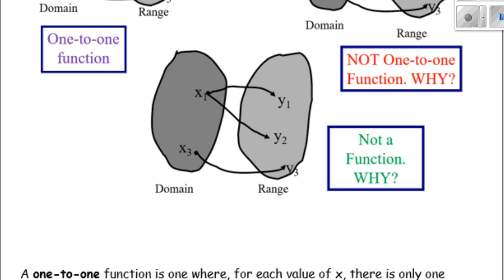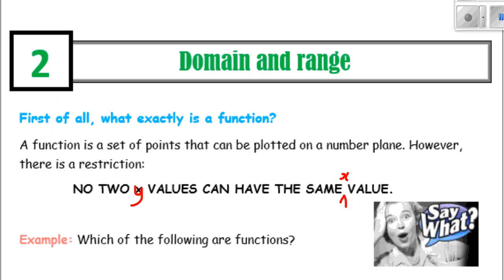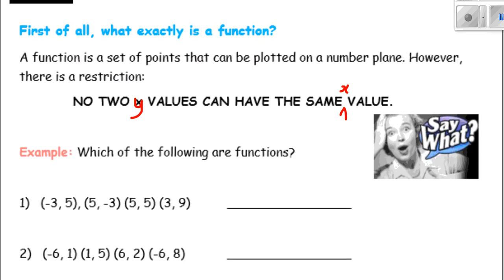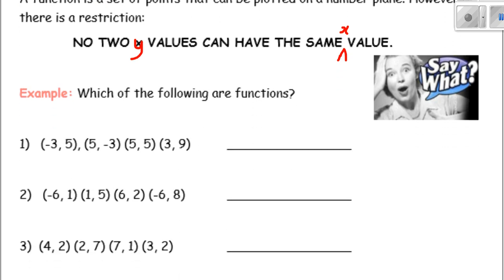So what exactly is a function? A function is a set of points that can be plotted on a coordinate plane. However, there's a restriction. No two y values can have the same x value. If it is, then in that case, it's still a relation. It's just not also a function. So which of the following are functions? You've got to decide. Remember, we're following this: no two y values can have the same x value.